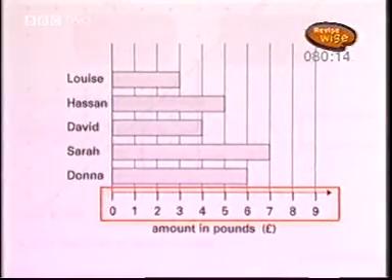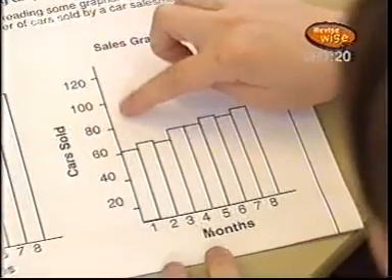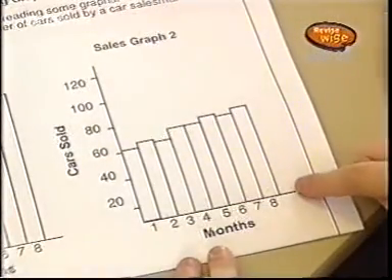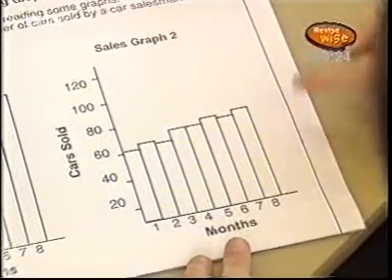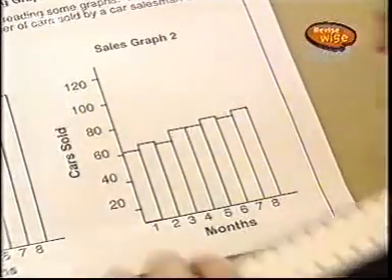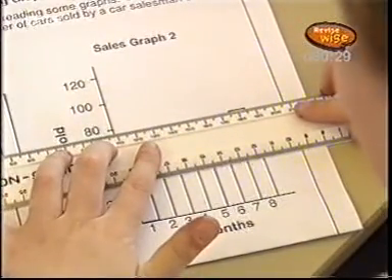difficult to work out the value of each bar. It's not always that easy. This is a bar chart. It shows you how many cars are sold over a period of 8 months. The month that sold the most cars was the 8th, and they sold just under 80 cars.